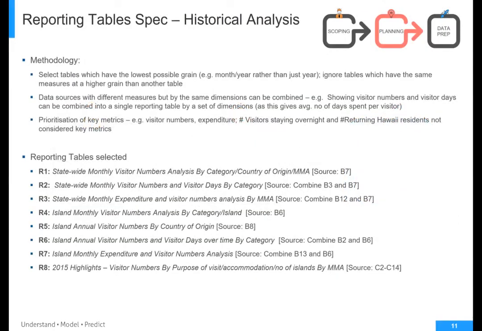So this activity here has now allowed us to scope which tables we want to generate, which are end reporting tables we want, our fact tables, and what the sources are behind those. So we can see that this one we need B7, this one we need B3 and B7, this one we need B12 and B7, and so on. So now this allows us to provide a framework for the activity that we're going to do as part of the data prep.